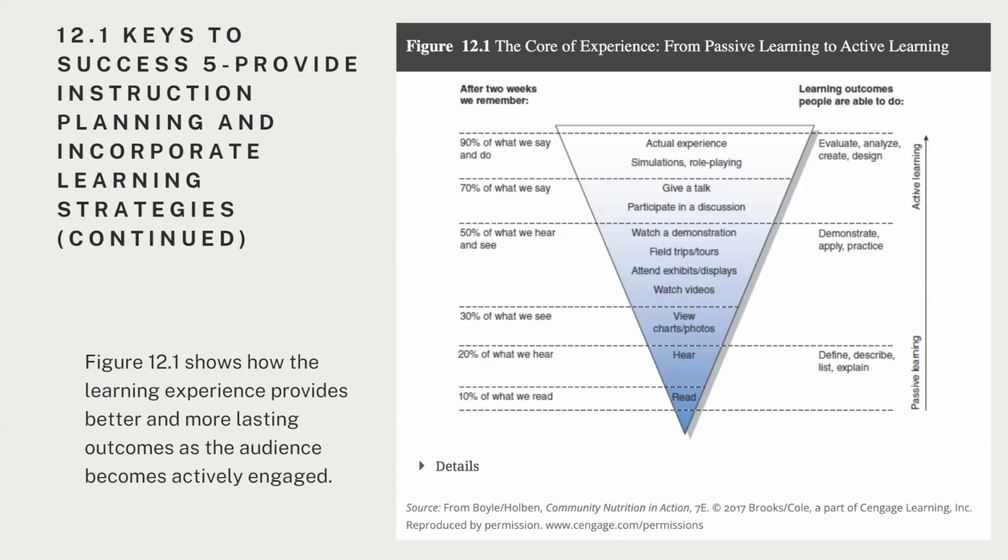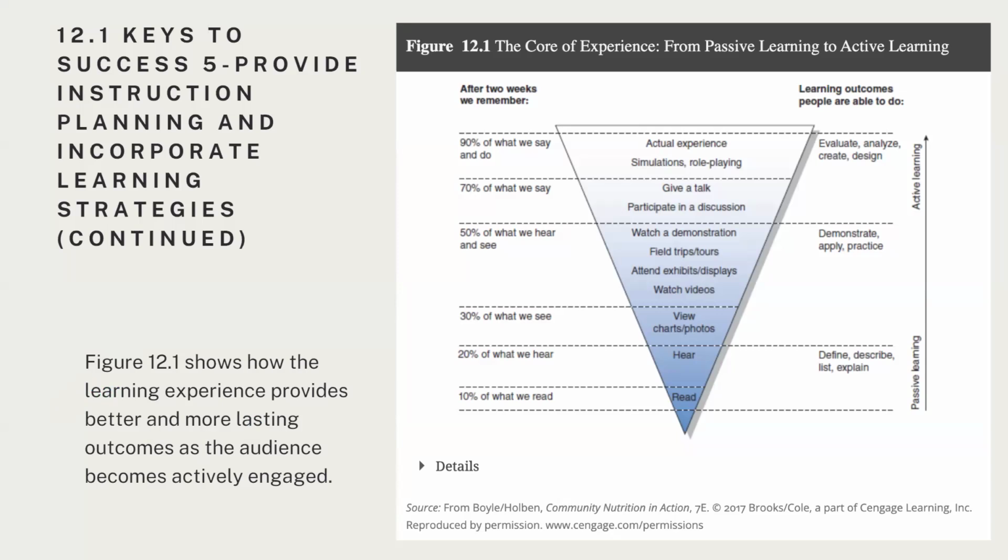If you're having a hard time taking a look at it here, depending on the device you're looking at, make sure to check it out in your book where you can zoom in and take a better view. But you can find this on page 290. And essentially what this figure is showing us is the variety of different types of learning experiences.